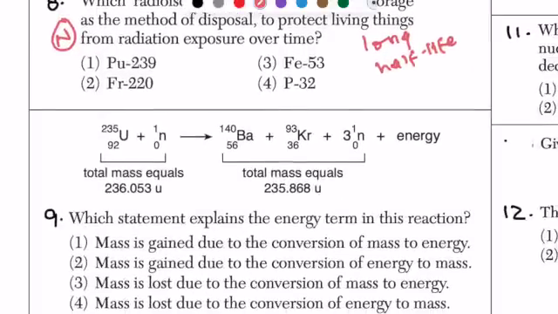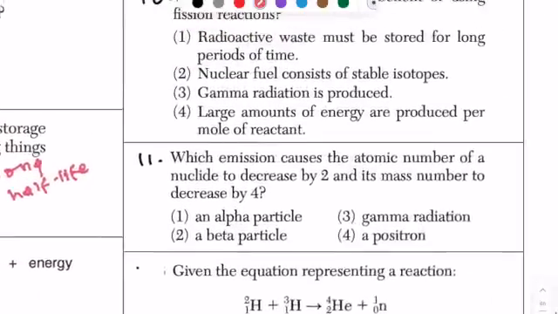Which statement explains the energy term in this reaction? What they're trying to ask is, where is the energy coming from? Remember we said that some of the mass is converted into energy. So that is option number 3. Mass is lost due to the conversion of mass to energy.